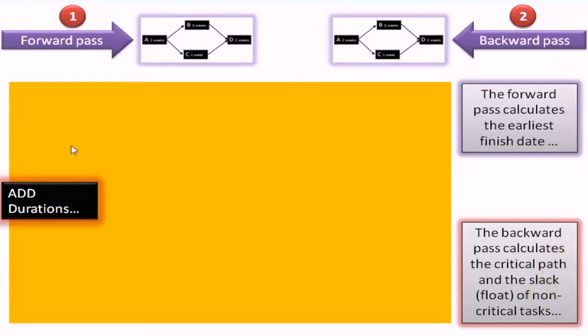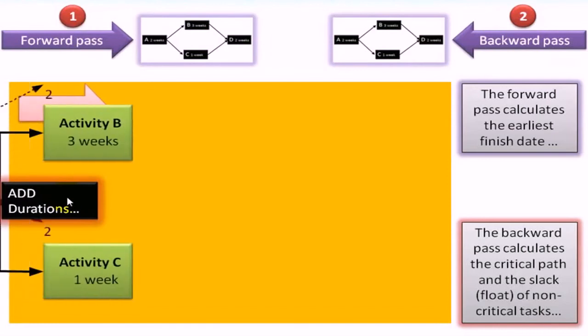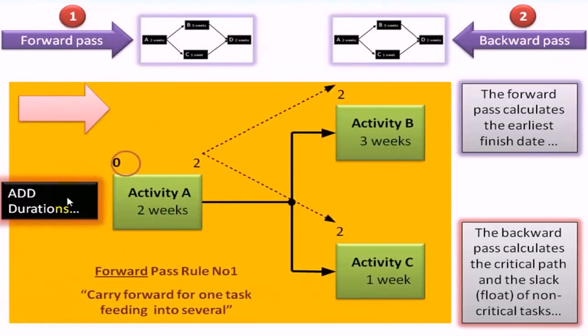The first thing we want to understand before we do our forward pass calculation is that we add the durations, and there's 2 simple rules going forward and 2 simple rules coming backward. Let's re-show that simple example, but this time we'll calculate it as we'd need to do.